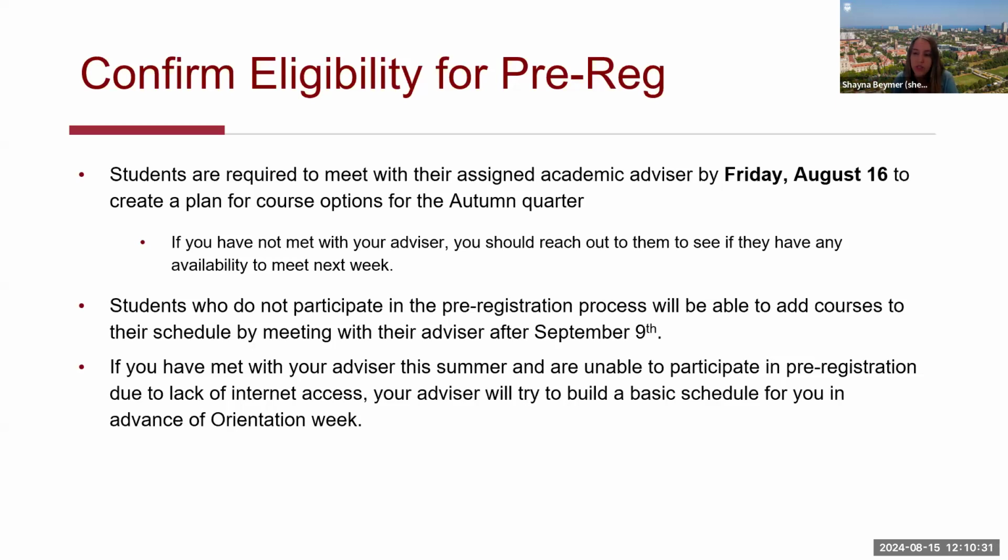If you have not met with your advisor yet, you should reach out to them as soon as possible to find a time to meet next week if possible. As the deadline to meet is technically tomorrow, they may not be able to accommodate a meeting next week to get into classes, but that will be after the pre-registration, and that will be sometime in September before or during orientation week. If you're unable to participate in pre-registration and have met with your advisor this summer, then they are aware of what courses you are interested in and planning to take. So they will try to build you a basic schedule in advance of orientation week, which then you can make changes to if needed.